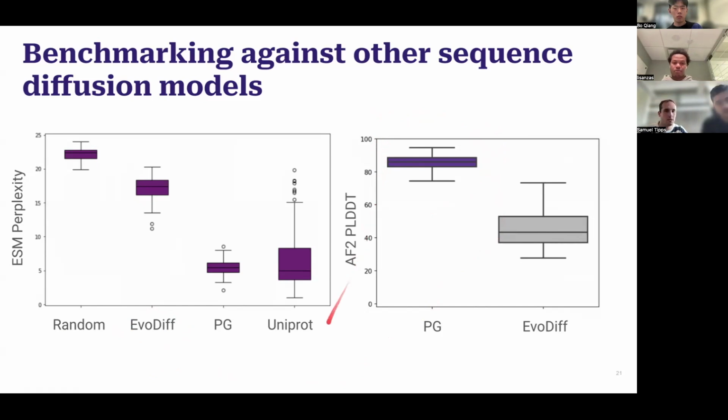higher pLDDT. And interestingly enough, if you look at the ESM perplexity distribution of the sequences, they actually seem to match the distribution from UniProt quite well. Whereas if you were to just randomly sample amino acids, this is sort of what the ESM perplexity would look like. And then EvoDiff is in the middle here too.